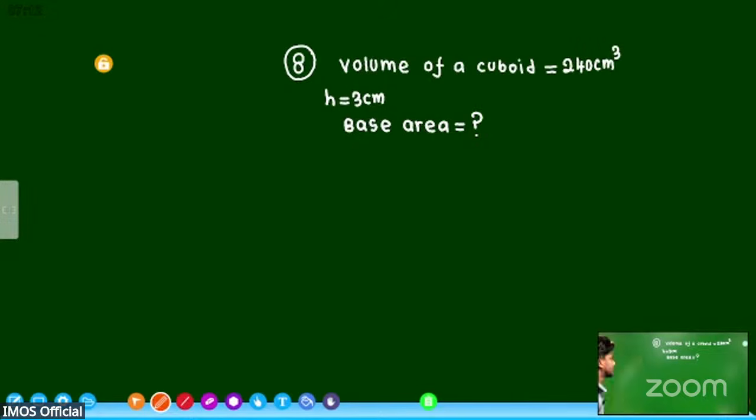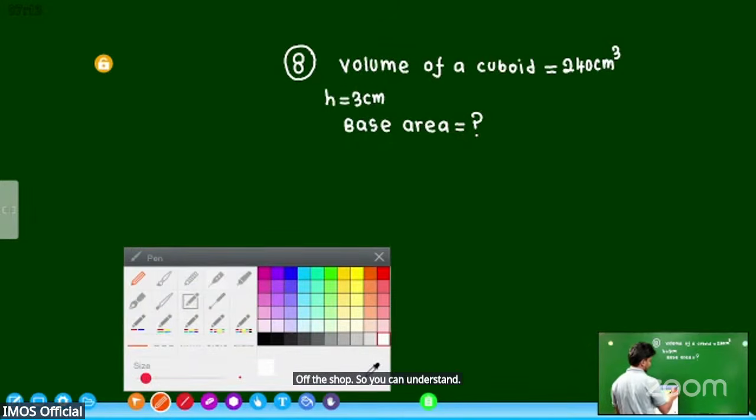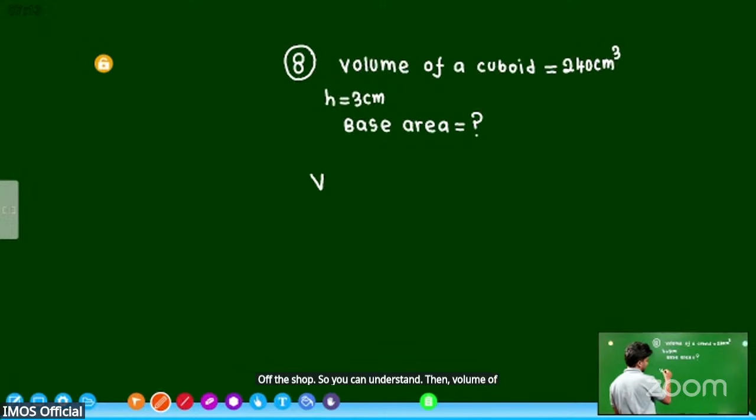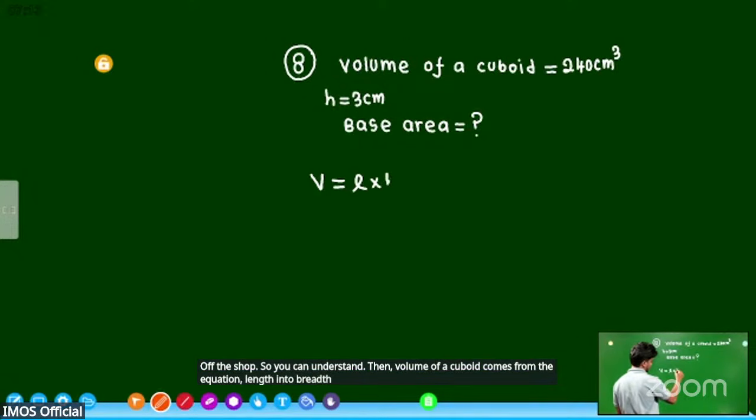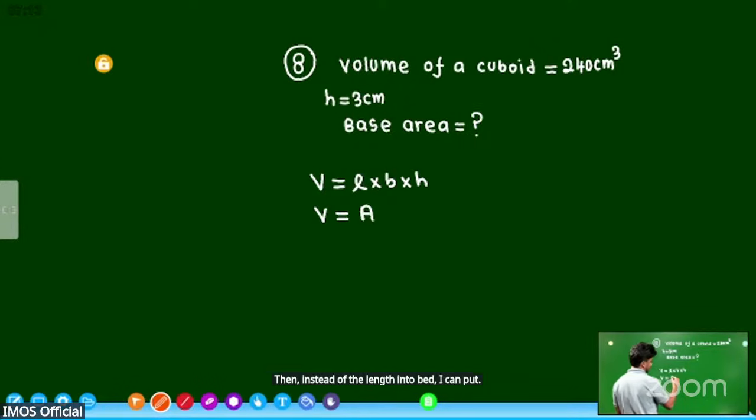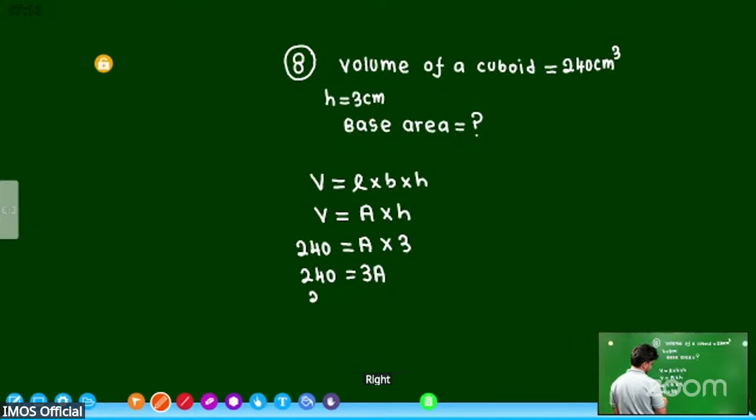So you can understand. Then volume of a cuboid comes from the equation length into breadth into height. Instead of the length into breadth, I can put A, base area into height. So the volume is 240 cubic centimeters. Area I do not know. H is in centimeters 3, so area comes in centimeters square. So 240 is equal to A into 3, means 3A. So I can write that as 3A is equal to 240.